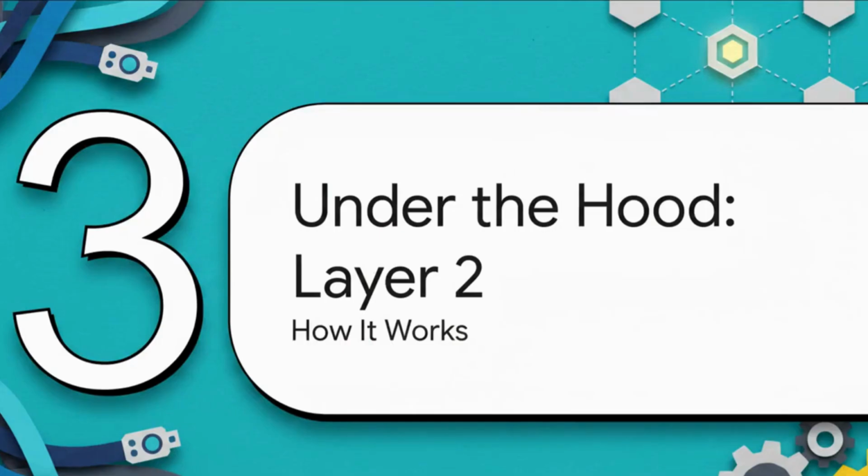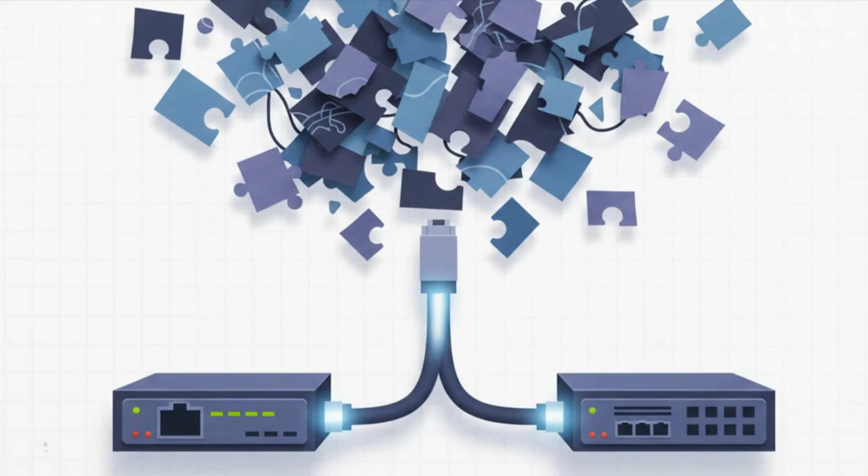Part 3. Under the Hood, Layer 2. Now, what's really interesting here is the Layer 2 operation. LLDP functions exclusively at the data link layer of the OSI model, and guys, this is a total game changer. Why? Because it means LLDP works flawlessly regardless of your IP configuration.